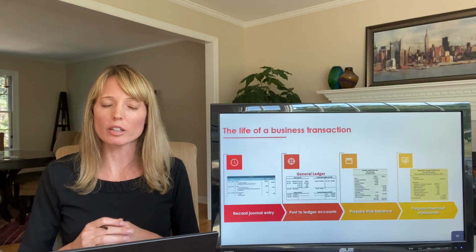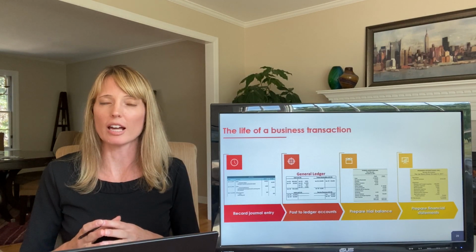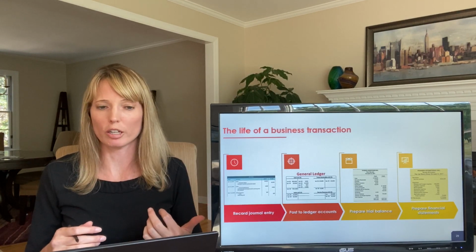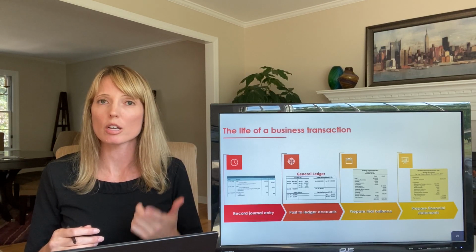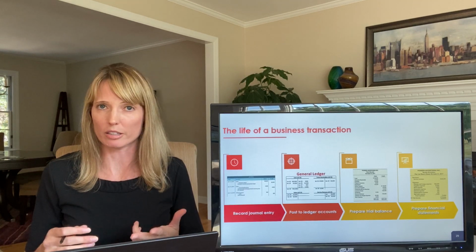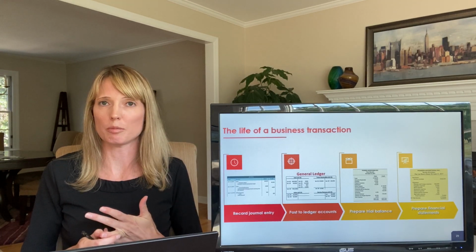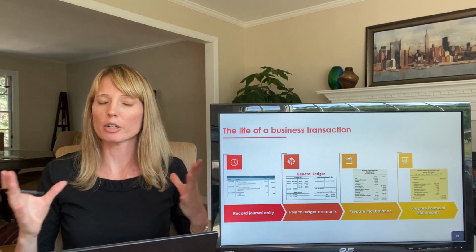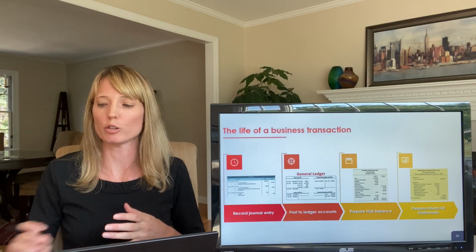So just to review the life of the business transaction, that's what we did in this video at a very high level. One, record the journal entry. Two, post the journal entry to its ledger accounts. Three, prepare a trial balance based on the ending balances in all of the ledger accounts. And then four, prepare the financial statements. Now that we've summarized the whole process, we're going to take a look at all of it in much more detail in future videos.